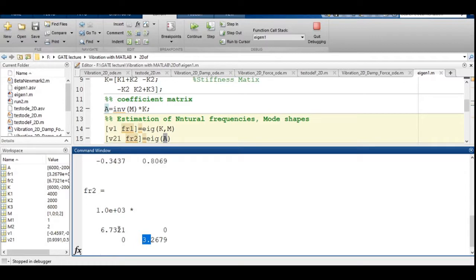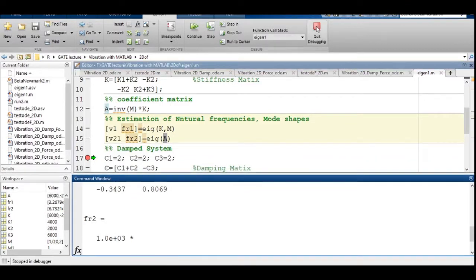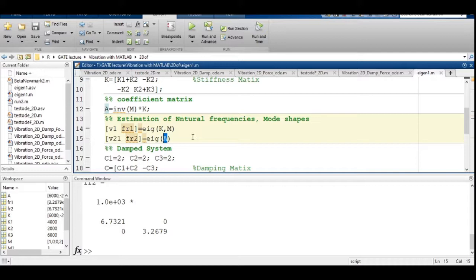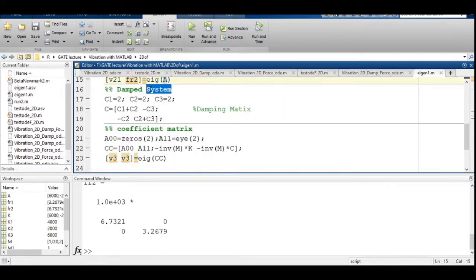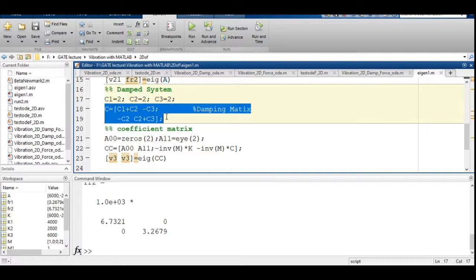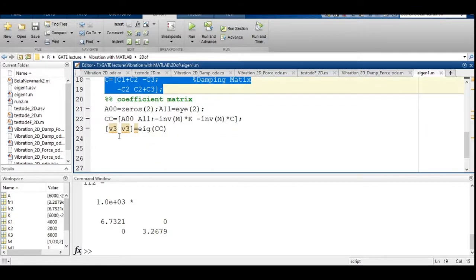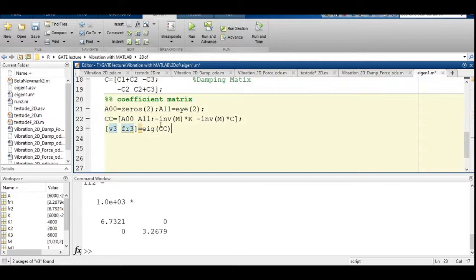So I hope that now you are clear about how to get the eigenvalue and eigenvectors for an undamped system. So let's move to the damped system. As I said, in case of a damped system, first you have to derive the coefficient matrix. Here I am introducing the damping value. This is my damping matrix, and as we have already seen in our previous lecture how we define the coefficient matrix. This is my coefficient matrix, where these two blocks are a null matrix of size 2 by 2, an identity matrix of 2 by 2, then minus m inverse k, minus m inverse c.